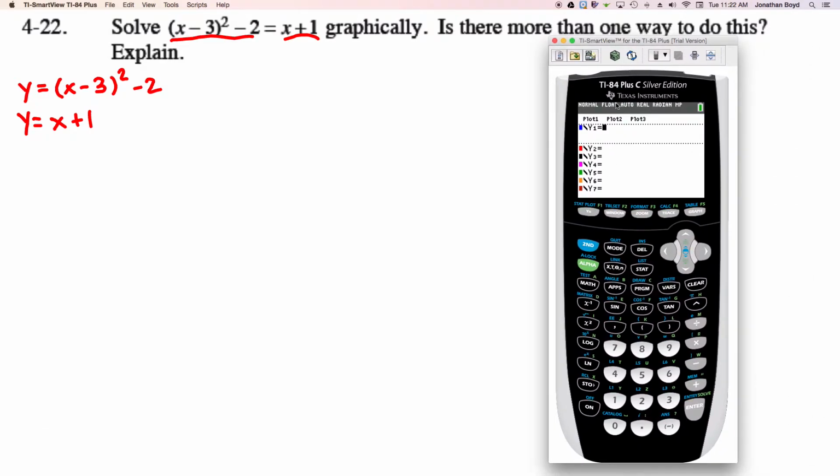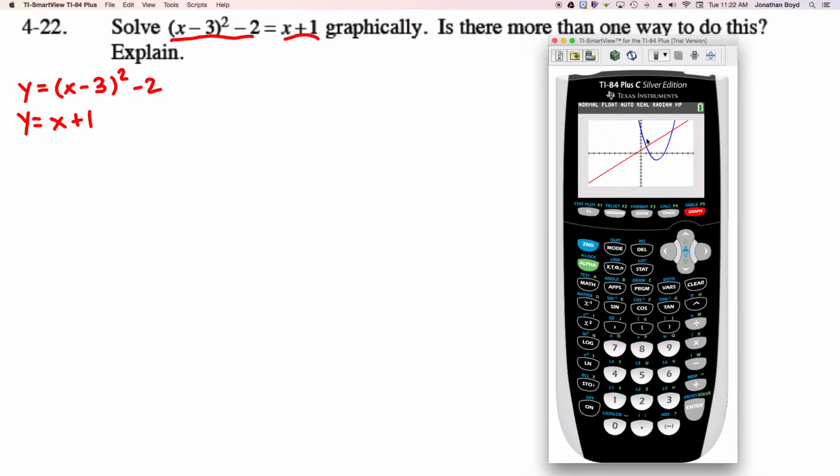So let's plug in on our y equals menu here. We're going to plug in the quantity of x minus 3 squared minus 2. And I'm going to arrow down and put in the second function, y equals x plus 1. By graphing these two functions, we're going to get a system that appears on our graph, and we're looking for those intersection points. Our first one was a parabola. The second one is linear. It looks like we have two intersection points.